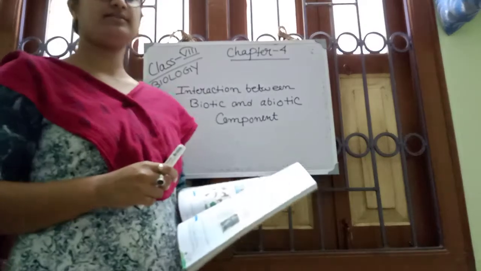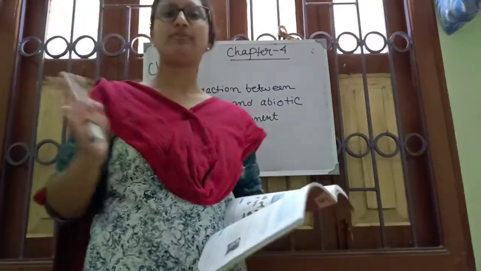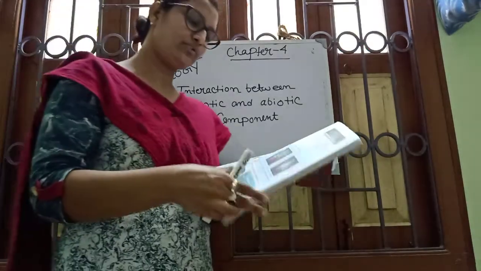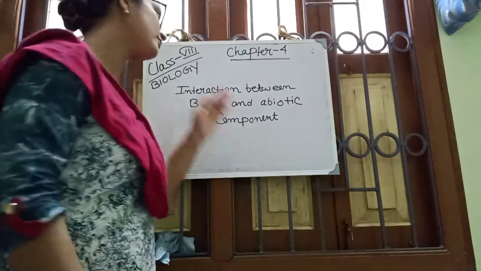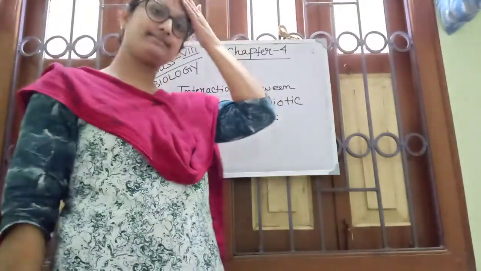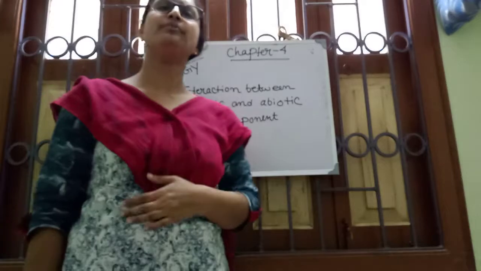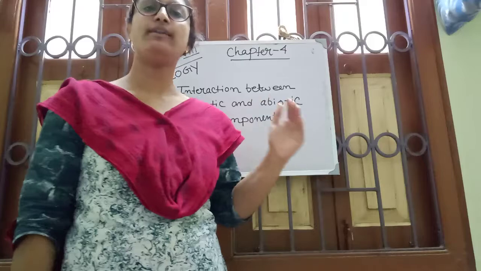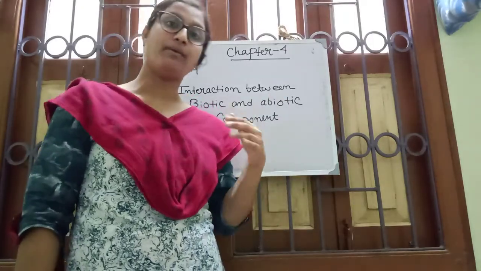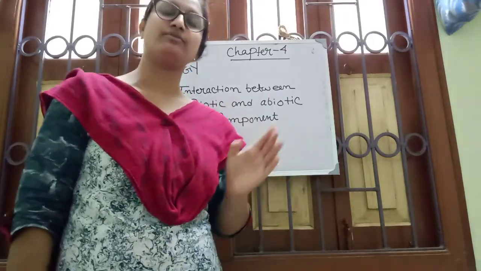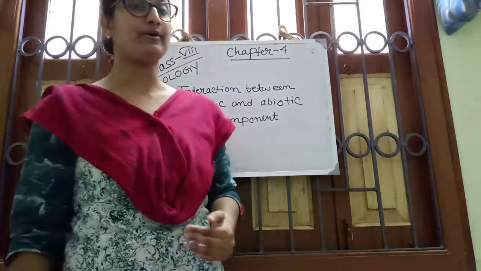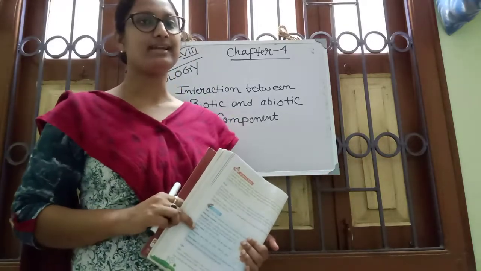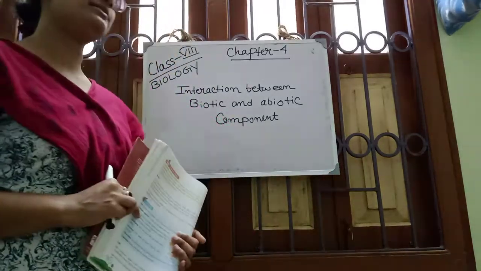I have discussed the abiotic components and biotic components, the different types of components. Now, the interaction between the biotic components and abiotic components. The abiotic components are the non-living things like soil, light, and water. But biotic components are the producers, consumers, and decomposers. Actually, all the components interact with each other.